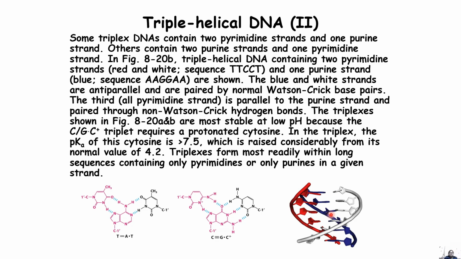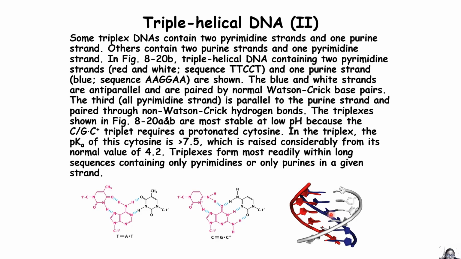Now, some triplex DNAs can contain two pyrimidine strands and one purine strand. Others contain two purine strands and one pyrimidine strand. So, the triple helical DNA containing two pyrimidine strands and one purine strand is shown here. The blue and white strands are antiparallel and are paired by normal Watson-Crick base pairs. And the third, all-pyrimidine strand is parallel to the purine strand and paired through non-Watson-Crick hydrogen bonds.